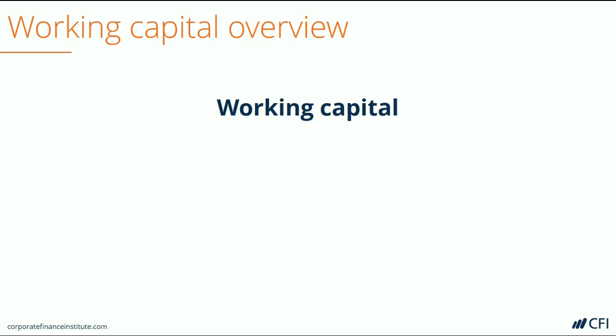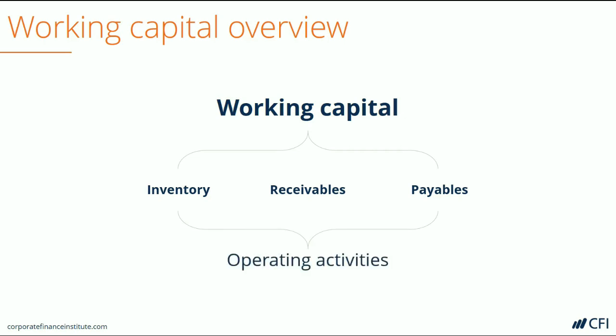is to say that working capital is equal to three accounts: accounts receivable, inventory, and accounts payable. It's these three accounts that denote the operating activities of a company. Using these three accounts, a formula for working capital can thus be adjusted to be inventory plus accounts receivable minus accounts payable.